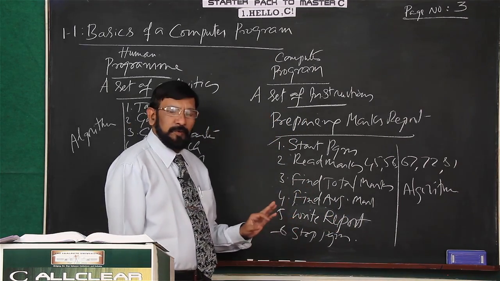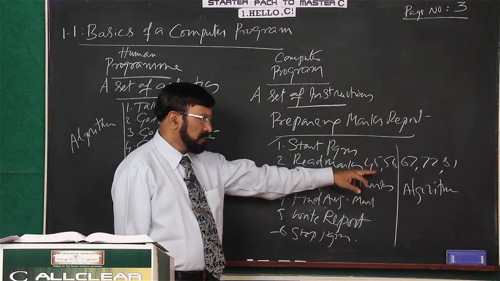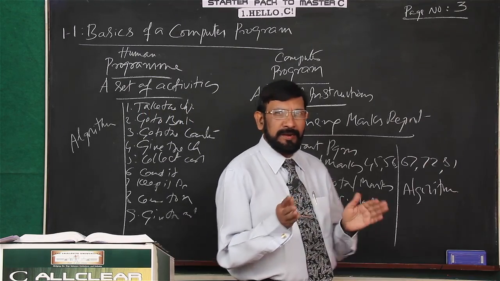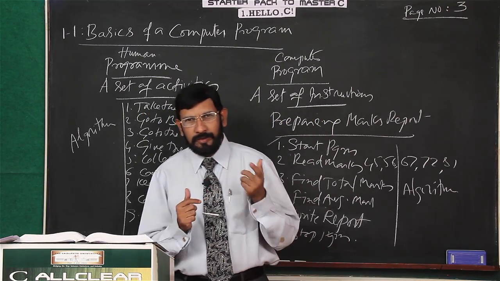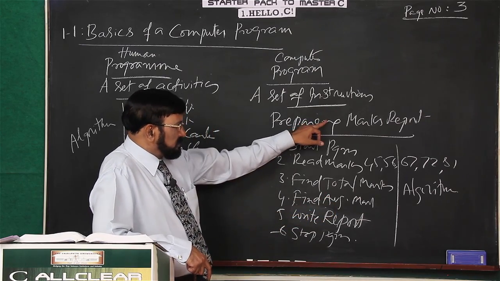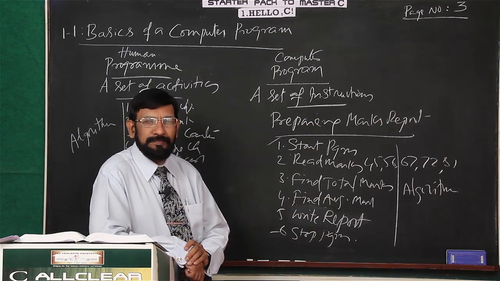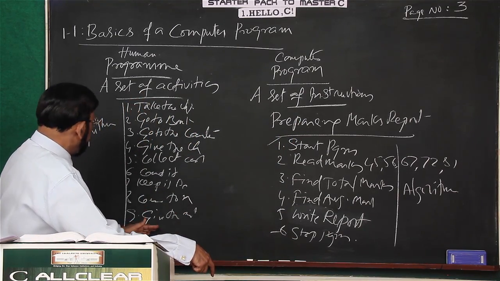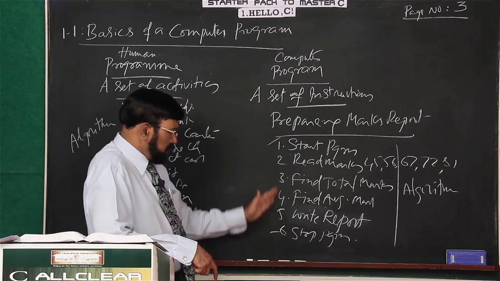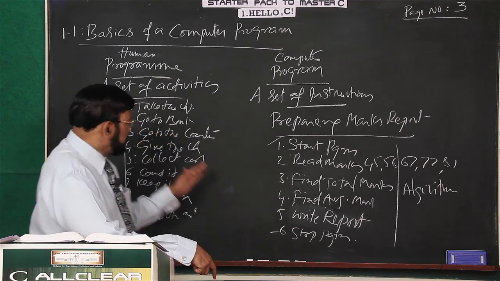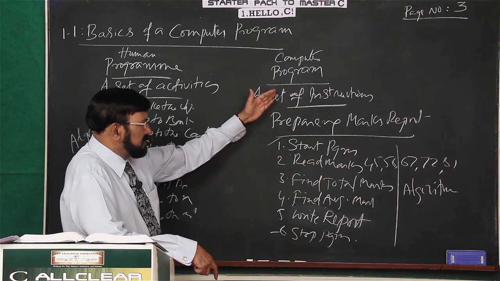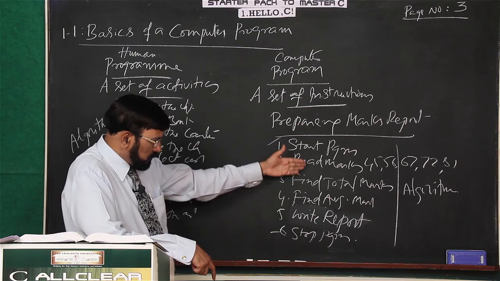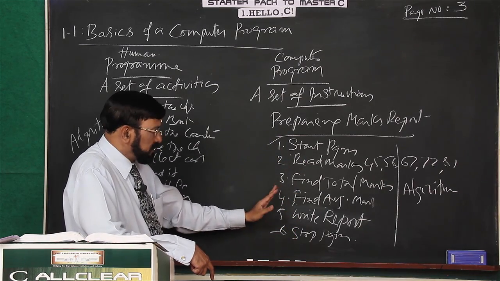So write the report with all this data: your marks, the total marks, the average marks, and you print a report in a formal manner with a layout in a readable format. Thereafter, your task is performed and you stop the program. This is the algorithm. For a human, this is the algorithm; for a computer program, this is the algorithm. These are a set of activities and these are a set of instructions. We have to give instructions to the computer and the computer will implement that.